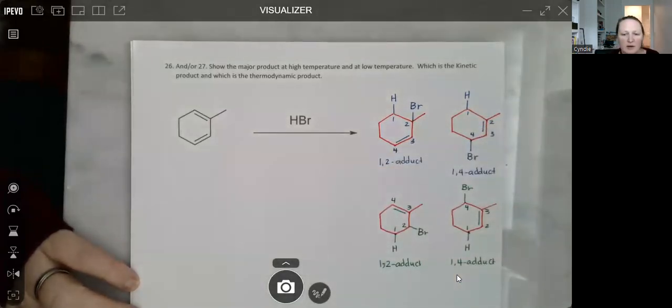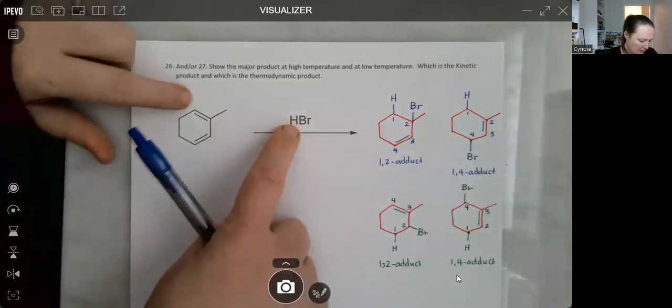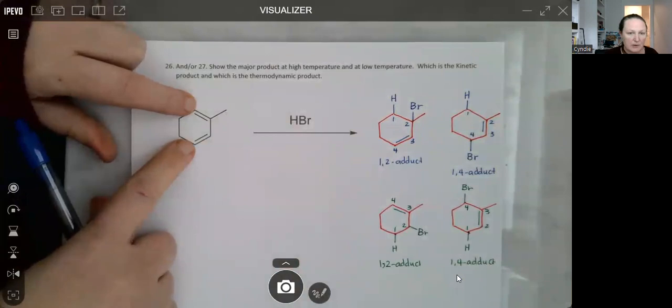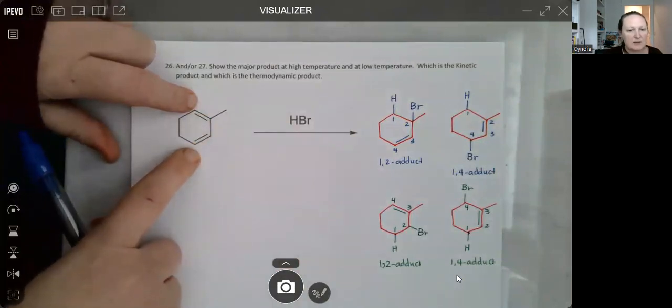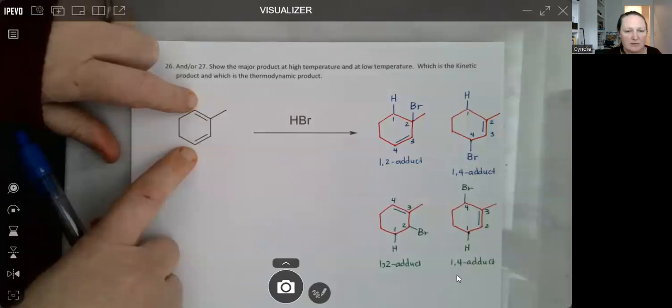Okay, so notice how either way, right, the proton either went to one of the 2 terminal positions of the conjugated diene, not one of the internal positions. The reason why it goes at the terminal position is that leaves us with an allylic carbocation, which is more stable than an isolated, non-resonance stabilized carbocation.